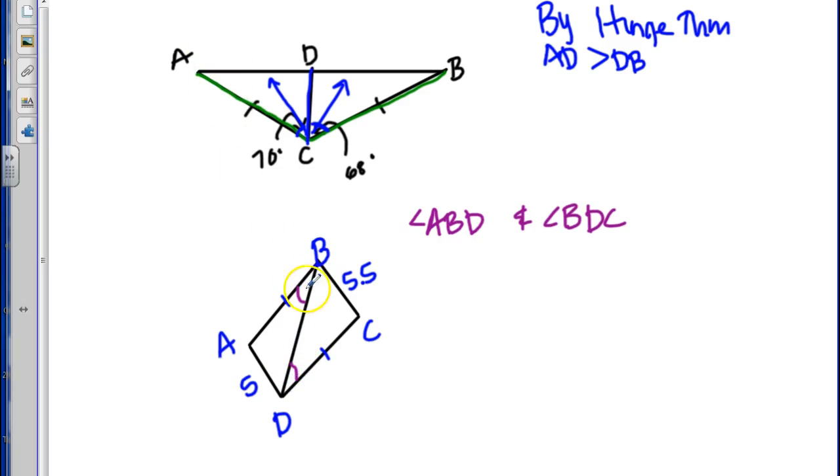They're not equal. I just marked them. I'm not saying they're equal to each other. We're just checking those out. Let me just change my little thing here. So we're talking about ABD and BDC.